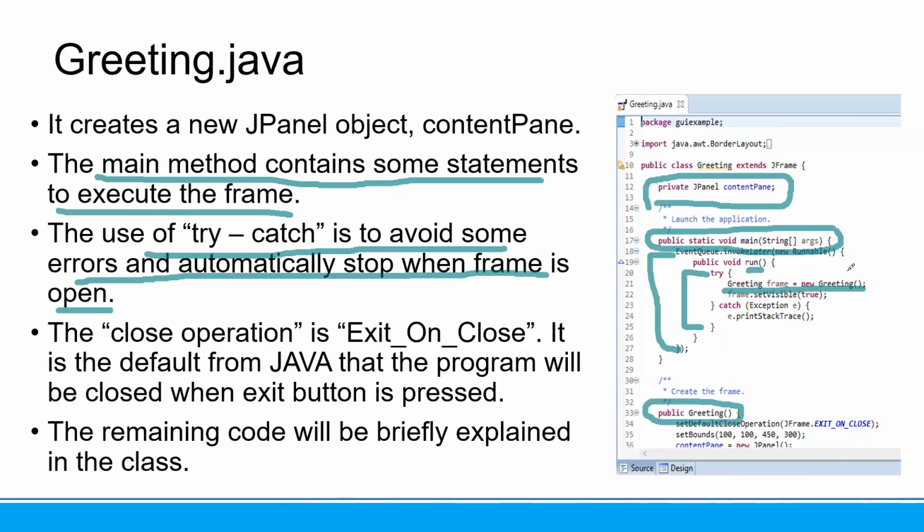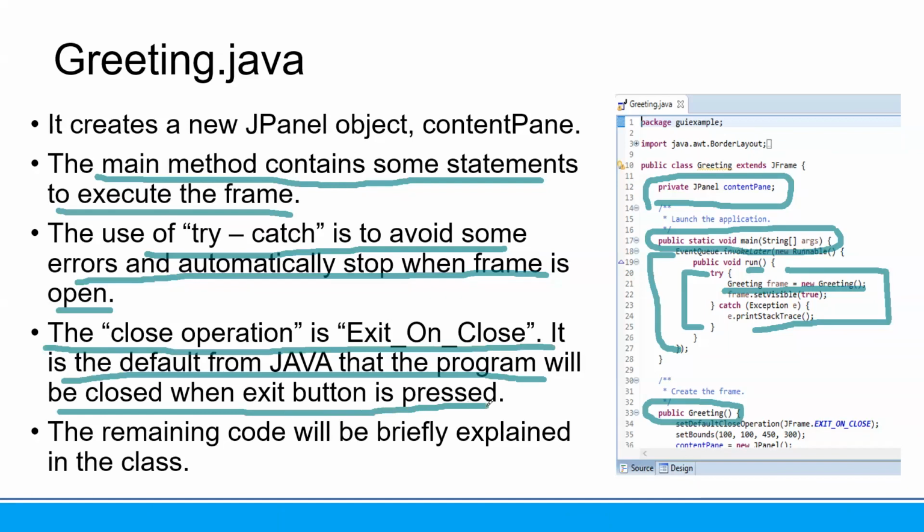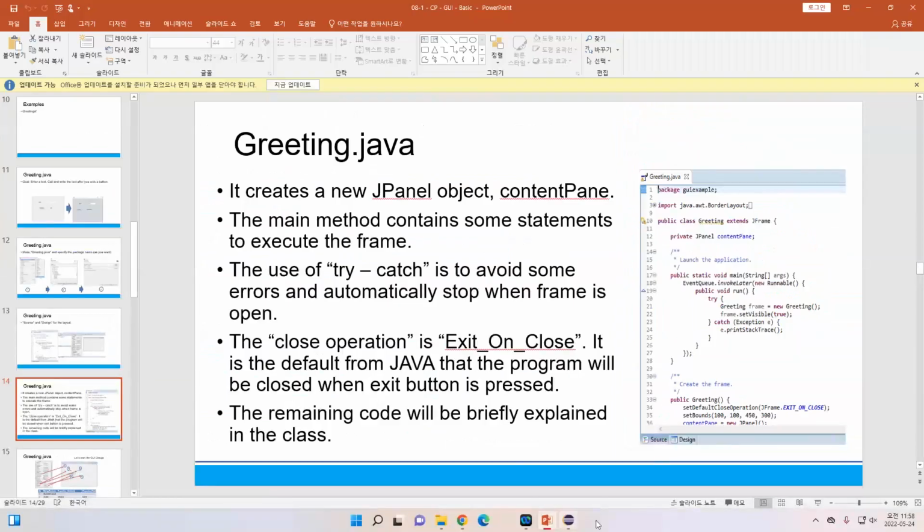In this try catch, I will explain more in the next class about the try catch, but for now you can just use this one. And there is a close operation, exit on close. It is the default from Java that the program will be closed when the exit button is pressed. So I will explain the remaining parts during this development.